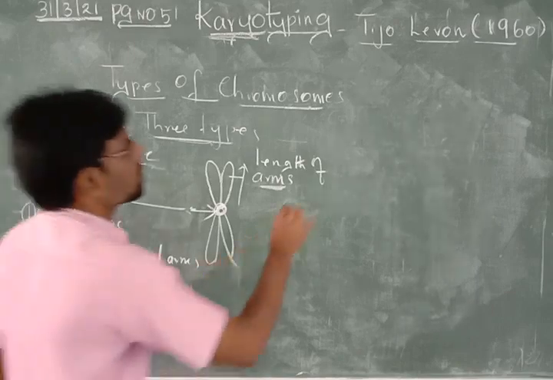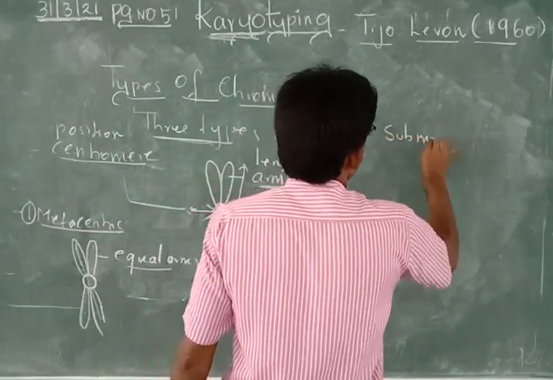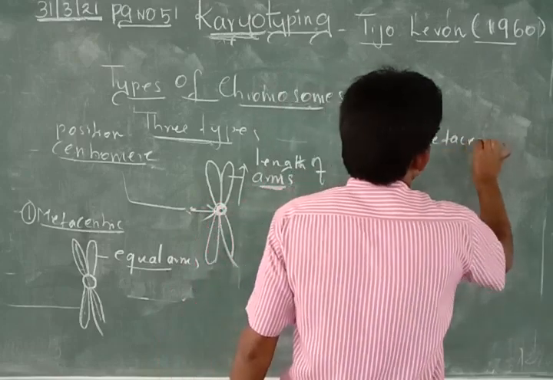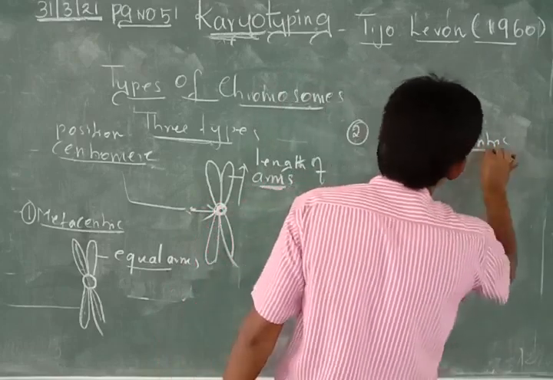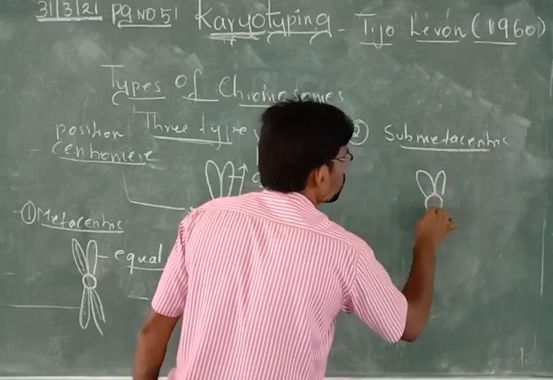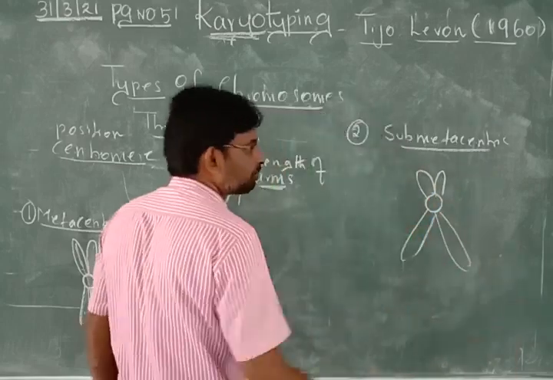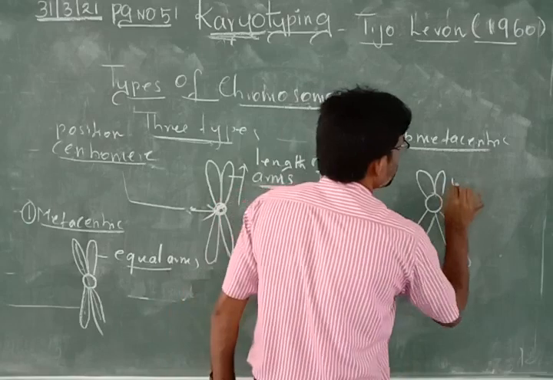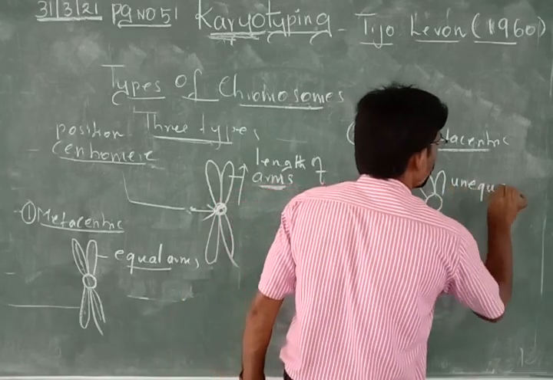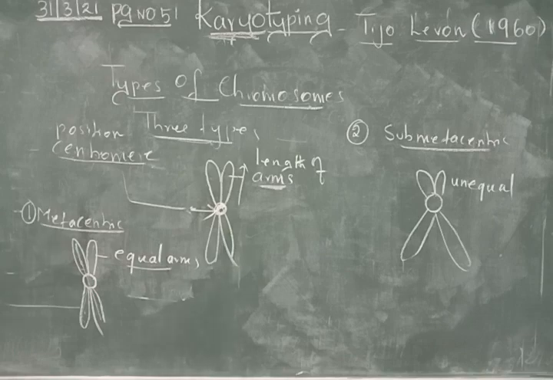The second one is submetacentric. Now submetacentric in the sense the 2 arms are unequal. These arms are lengthier and these arms are short. So the arms are unequal. So this is the second classification of the chromosome. First one is metacentric, second one is submetacentric, and the third one is acrocentric.